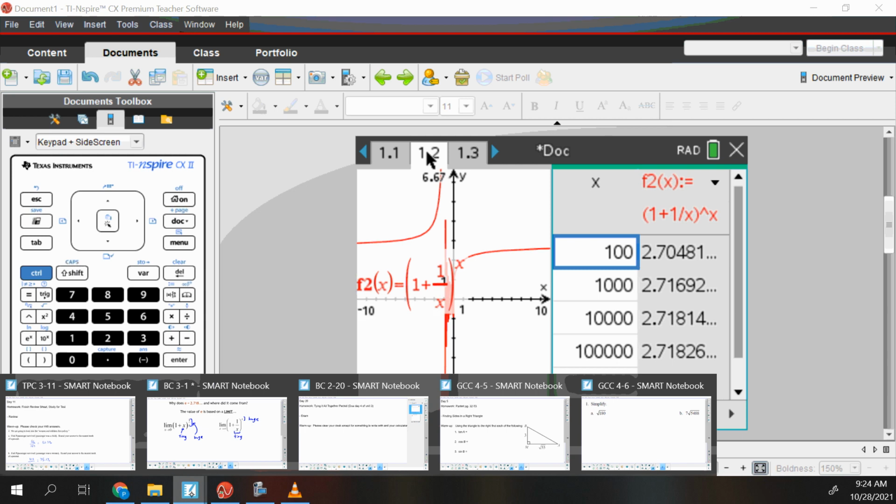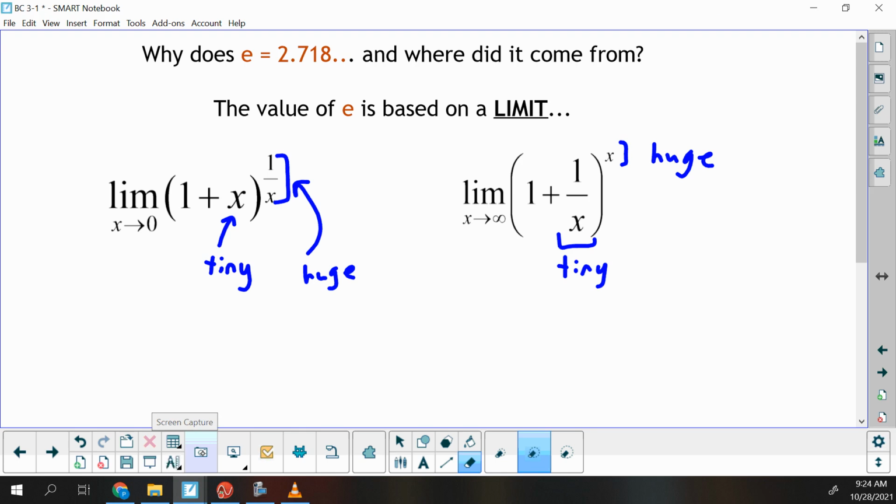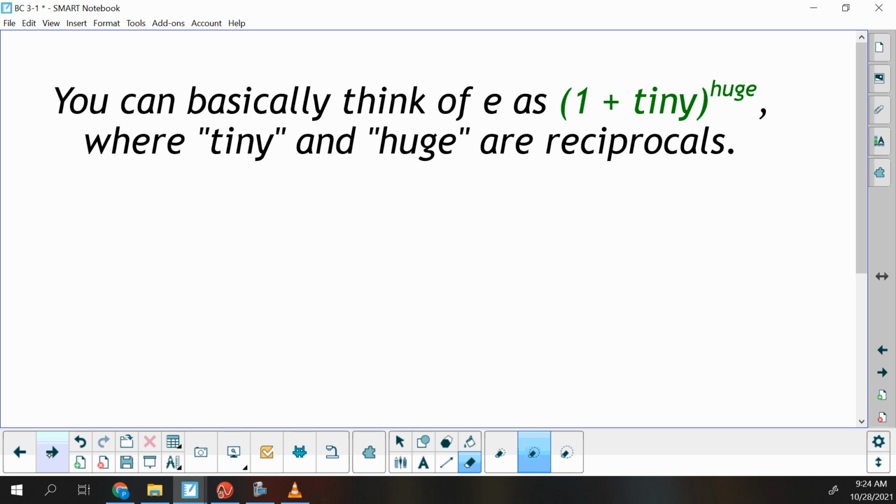So e just comes from these limits. So the big idea that you want to know is e is really 1 plus a tiny to a huge. As that tiny gets smaller and smaller, the huge is the reciprocal of it. And the relationship that ends up occurring is that value altogether ends up approaching our 2.718, or in other words, e. And that's where e is coming from.